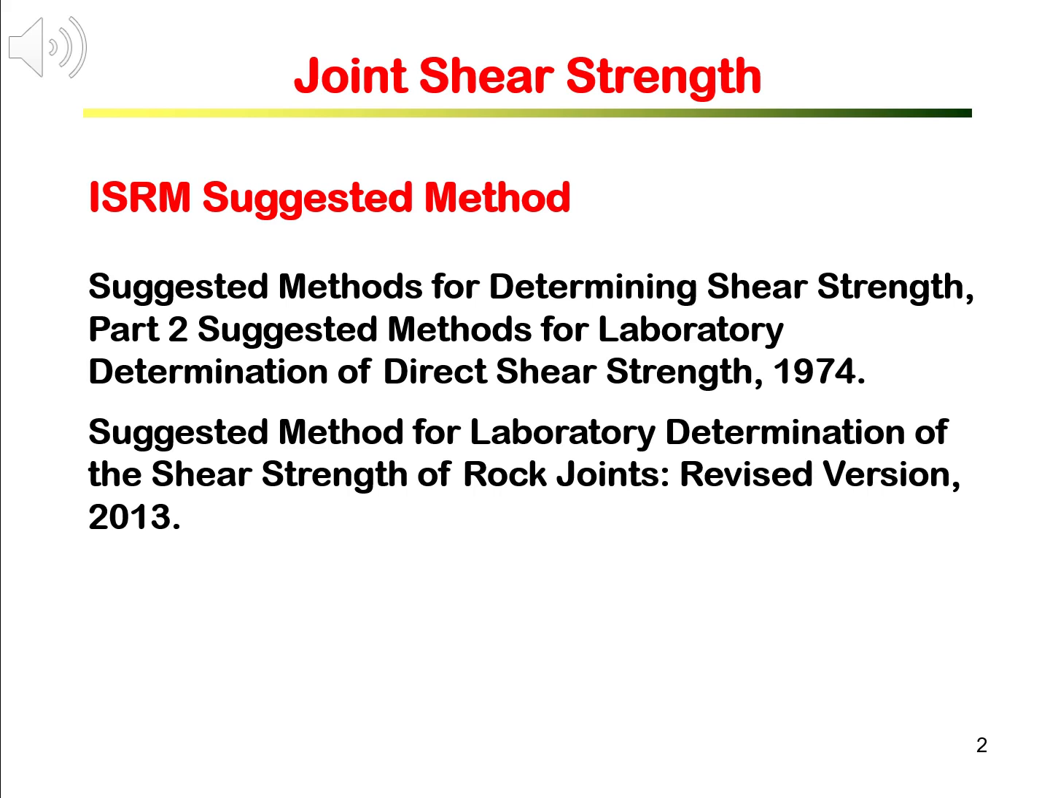Joint shear strength test is perhaps the most important test on rock joints. Standard or suggested test methods are given by the International Society for Rock Mechanics. You can find the original ISRM suggested method produced in 1974 and the revised and updated version after 40 years in 2013.